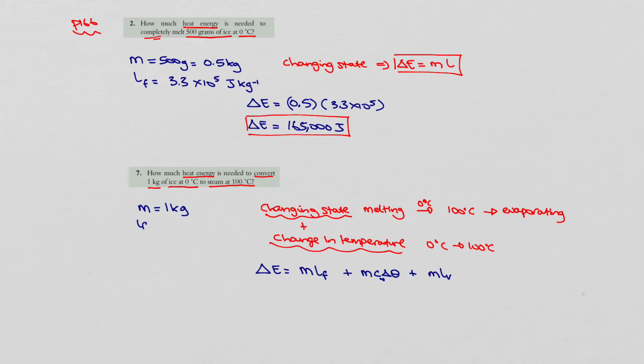So what other values do we need? If we look at the top of page 166, we can see our specific latent heat of fusion is again 3.3 by 10 to the power of 5 joules per kilogram. We need our specific heat capacity of water, which is 4,180 joules per kilogram per Kelvin. We need our specific latent heat of vaporization, which is 2.3 by 10 to the power of 6, and again, that's joules per kilogram. And then we also need our change in temperature, which is clearly just 100 degrees.